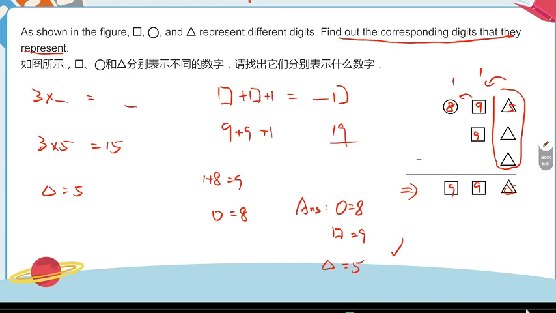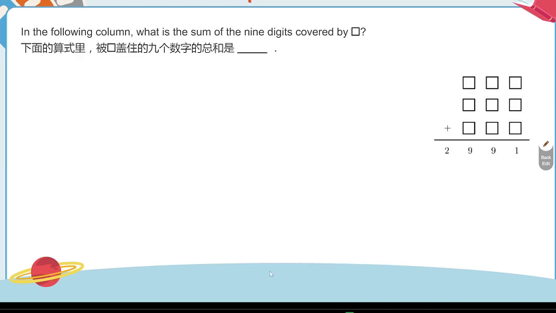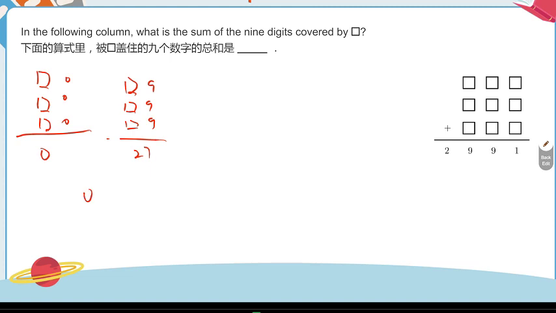So in this way, we don't need to know the exact value for each of them, but we can know the range for the sum of 3 digits. If all the digits are 0, 0 plus 0 plus 0 is still 0. If all the digits are 9, we can have its maximum. 9 plus 9 plus 9 is 27. So from 0 to 27, this is the range for the sum of 3 digits in a column.